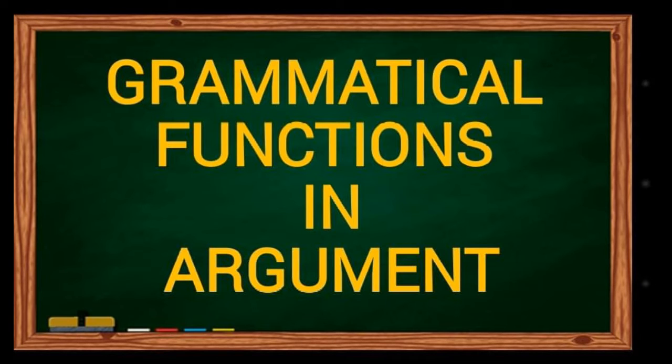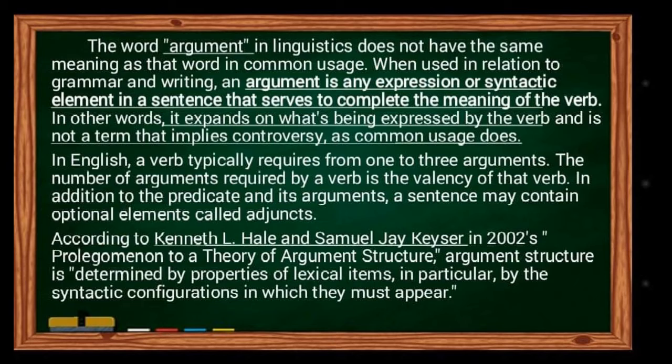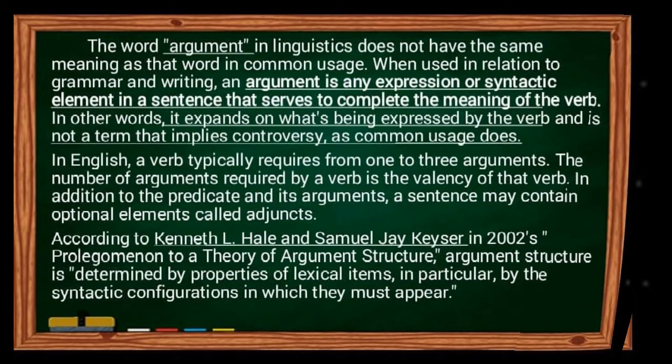Grammatical functions in argument. In English, a verb typically requires from 1 to 3 arguments. The number of arguments required by a verb is the valency of that verb. In addition to the predicate and its arguments, a sentence may contain optional elements called adjuncts. According to Kenneth L. Hale and Samuel J. Keyser in 2002, Prolegomena to a Theory of Argument Structure, an argument structure is determined by properties of lexical items, in particular by the syntactic configurations in which they must appear.